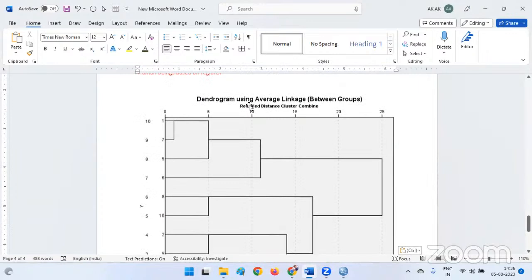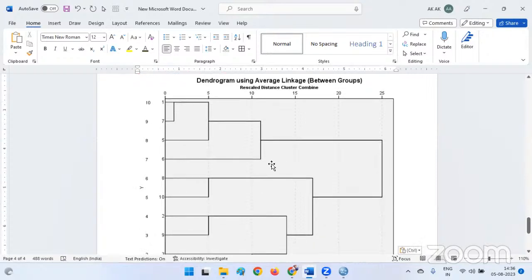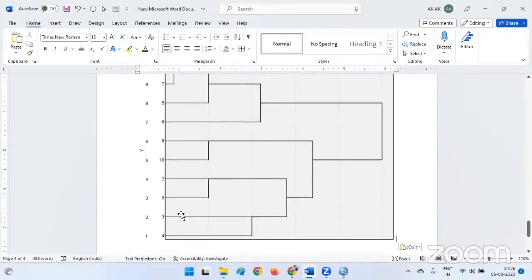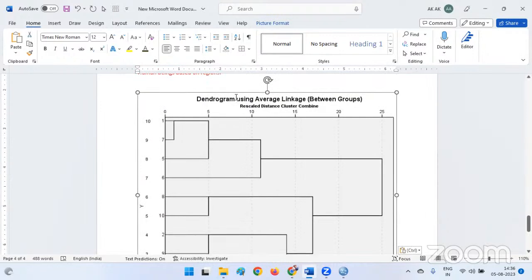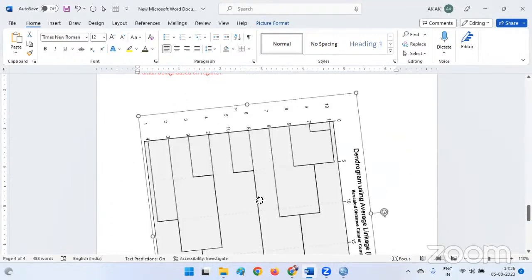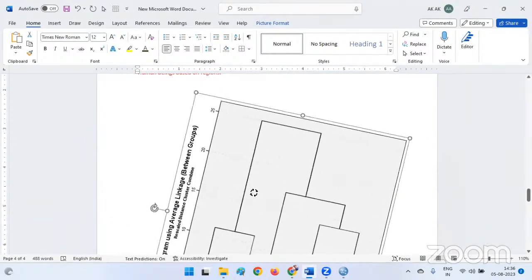You see that dendrogram using average linkage based on the between the groups. We have to understand this 1, 2, 3, 4, 5, 6, 7, 8, 9, 10 is the sequence. Okay. Is the sequence. We can even do it like this also.